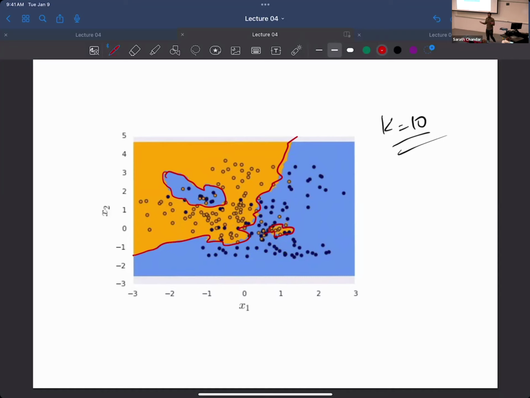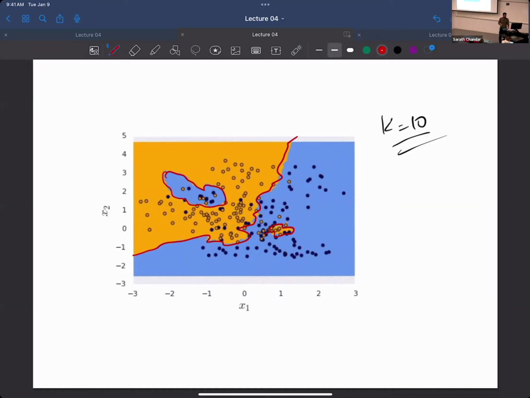These kind of complex boundaries you cannot get with a linear model, right? A linear model is just going to give you a line. Now, even if you do basis functions, you're going to get a single curve, right? You will not get this kind of complex regions with a linear regression model, right? So now I can go to the extreme and see what happens when I do one nearest neighbor.